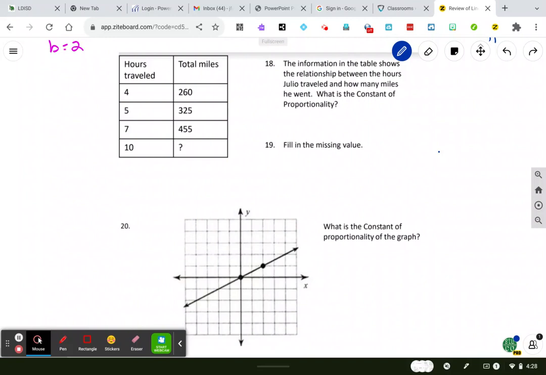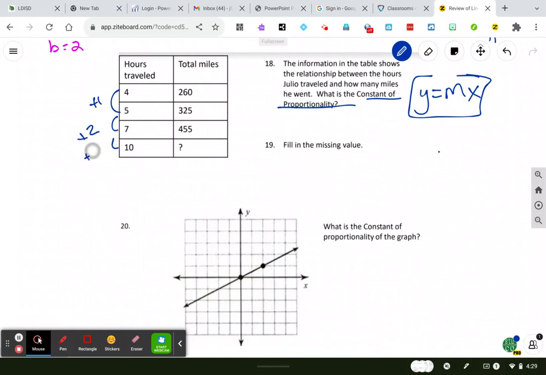So anyway, this guy is traveling at a constant of proportionality. So if this is proportional, this is your equation. Anytime it's a constant of proportionality, this is what your equation is going to look like. So it says, what is his constant of proportionality? Well, let's look. If he goes from 4 to 5 hours, that's 1. From 5 to 7, that's 2. From 7 to 10, that's 3. So we all know that there are numbers between 2 and 3, so we've got to figure out what that number is.